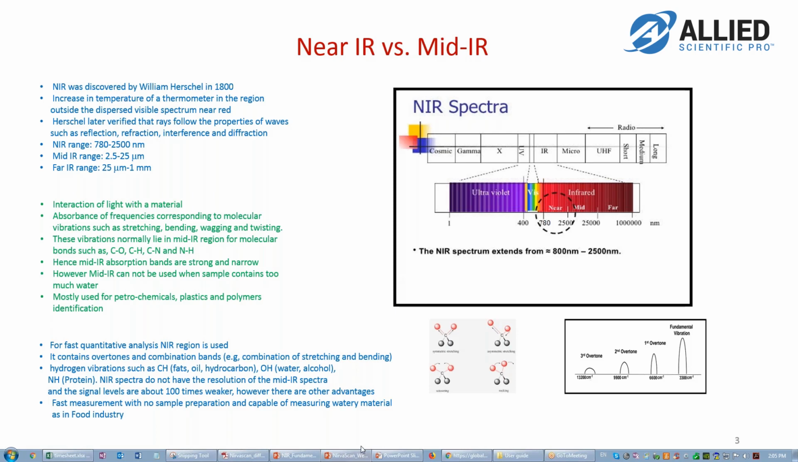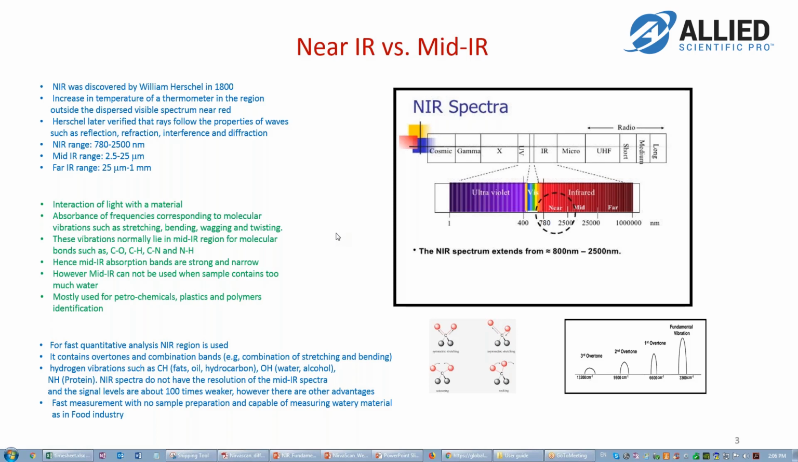So the vibrations normally lie in the mid-IR region for bonds such as CO, CH, CN, and NH. So we are looking for the fundamental vibrations between 2,500 to 25,000 nanometers. And this absorption at mid-infrared is very strong. So you have strong absorption peaks, and they are also sharp. They're well defined. The resolution is higher.